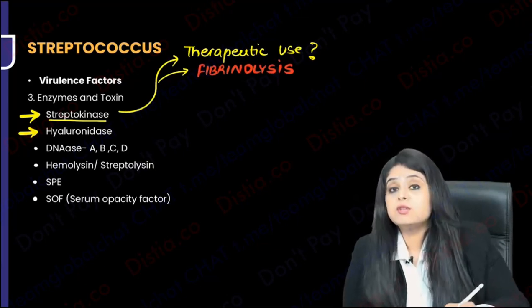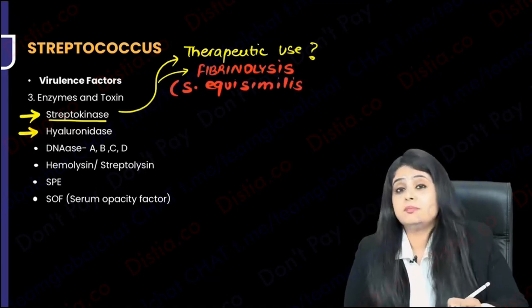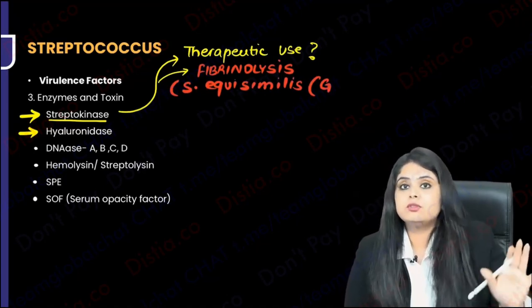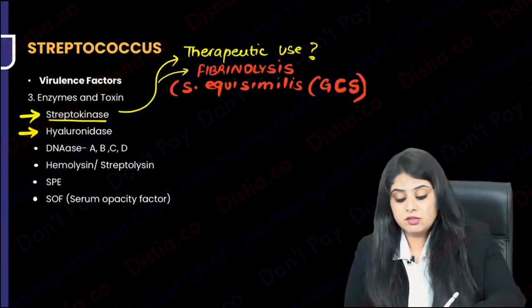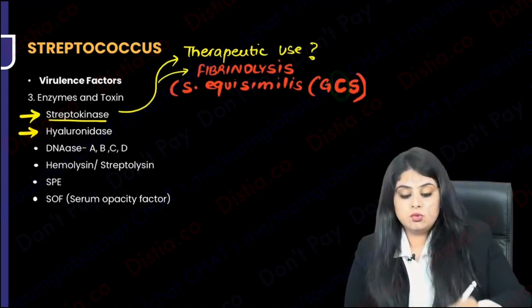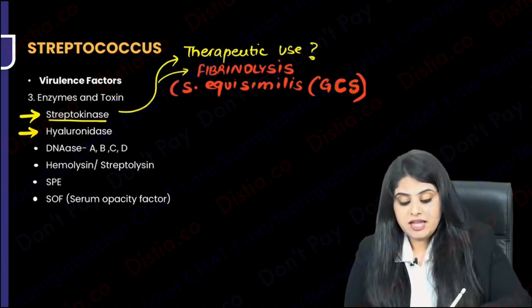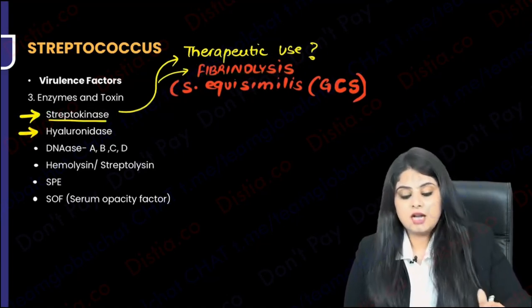But the therapeutic streptokinase that you use is from Streptococcus equisimilis. That is not Streptococcus pyogenes, and Streptococcus equisimilis is not group A. Pyogenes is group A beta hemolytic, right? This is a group C beta hemolytic Streptococcus. Equisimilis is group C. From there we get this streptokinase and we use it for fibrinolysis in the cardiac department.